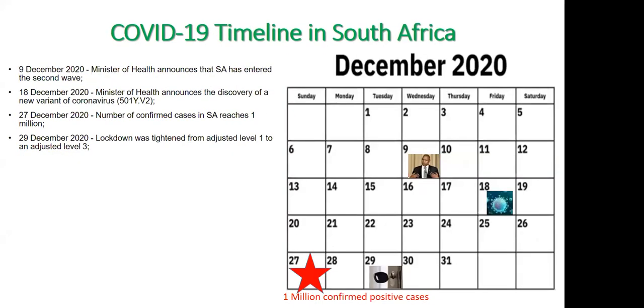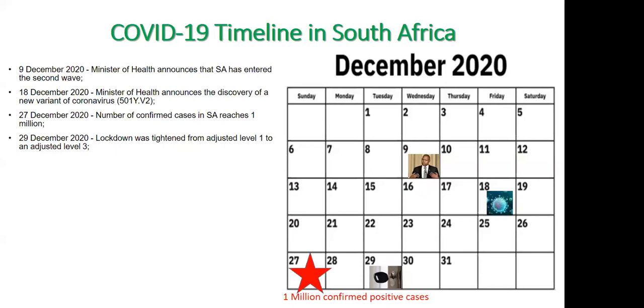Come December, we know that was the real worry, because with the so-called holiday period coming into play in South Africa, on the 9th of December, the Minister of Health announced that South Africa had entered its second wave. There were lots of cases being diagnosed again, early December, late November. And by the 18th of December, the Minister made a second significant announcement, which was the discovery of the new variant of the coronavirus, the 501YV2. And that turned everything around again, just as we thought we were getting a grip on things.